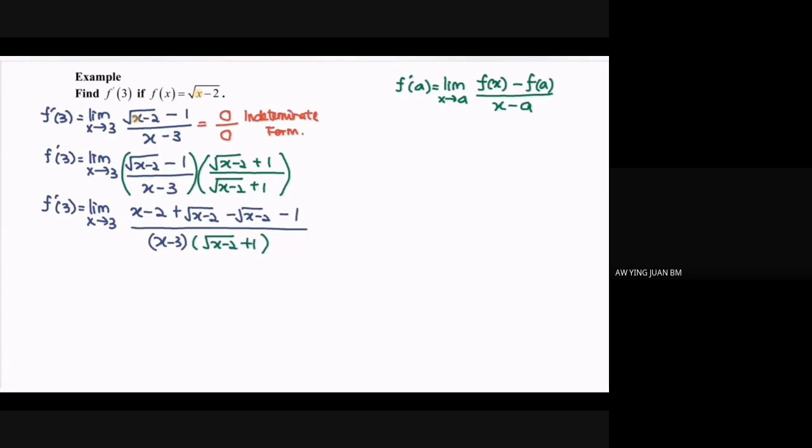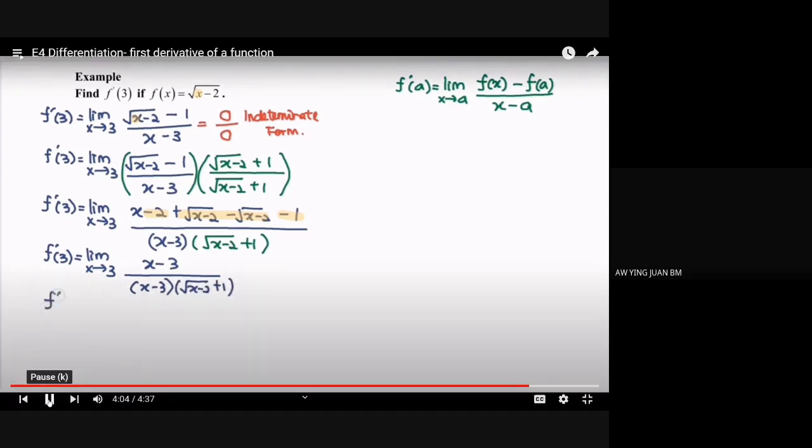So simplify the situation. We will have 0 for this part and then negative 3. So finally, f prime 3 equals to limits when x approaching 3, x minus 3 over x minus 3 bracket square root of x minus 2 plus 1. If we simplify the situation, f prime 3 equals to limit when x approaching 3, 1 over square root of x minus 2 plus 1.